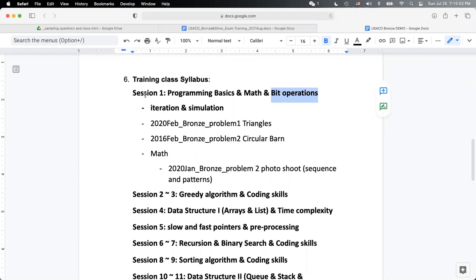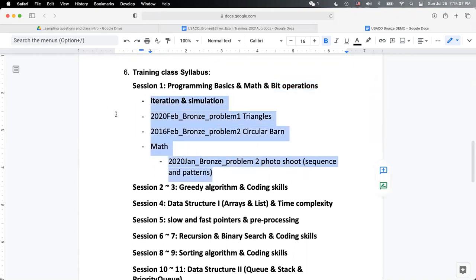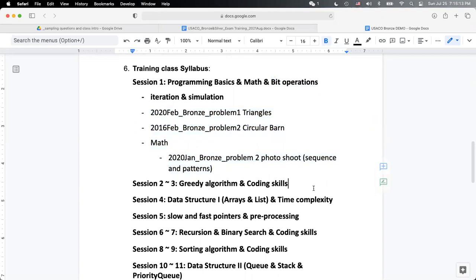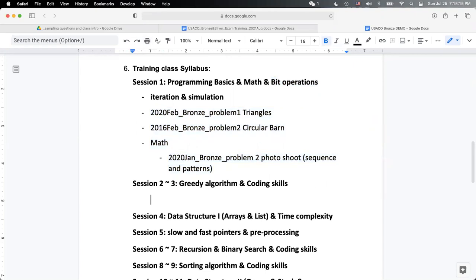So anyway, session one is kind of the basics. And I also offer you use cases to really show the connection, and that's why we do it. Okay, so session 2, session 3: greedy algorithm.